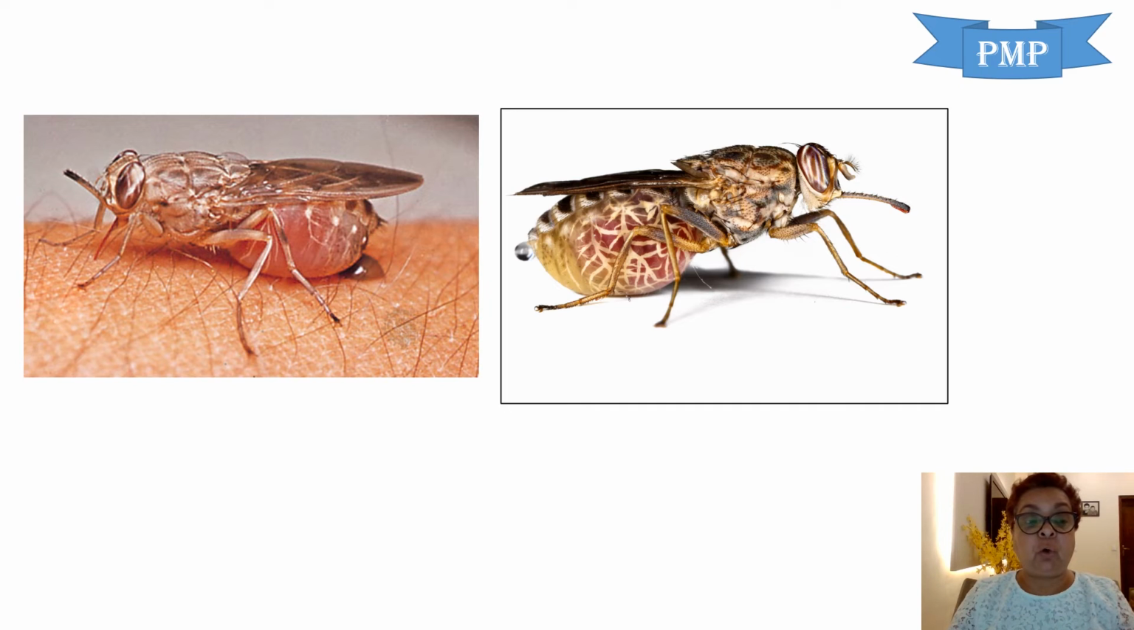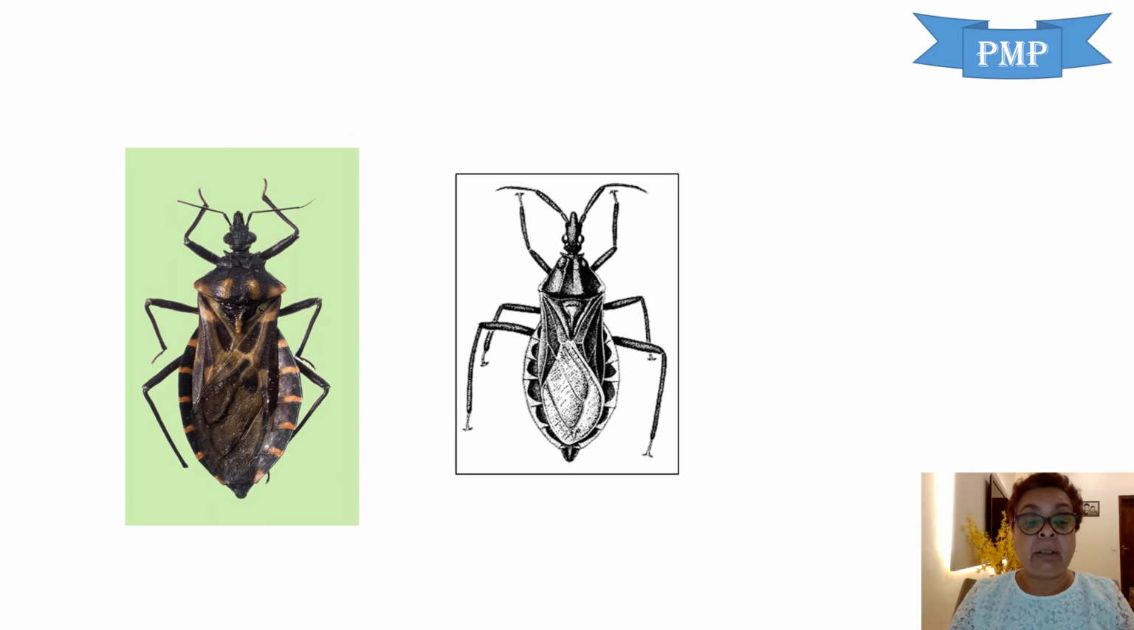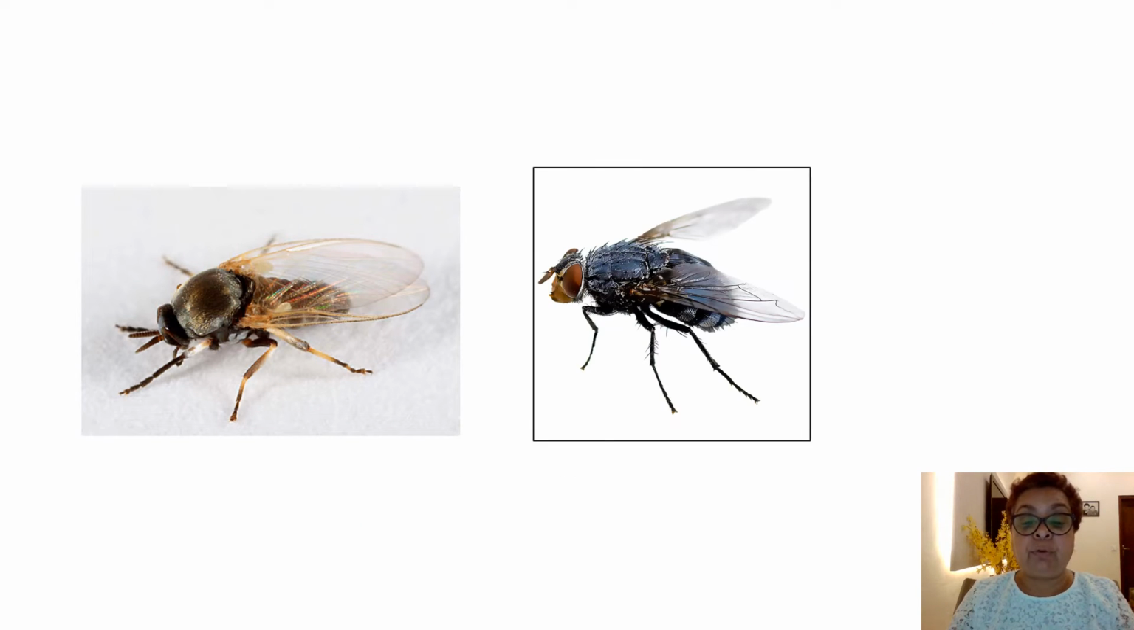Then this is the picture of the tsetse fly, that is the vector for sleeping sickness, or African trypanosomiasis. This is the picture of the reduviid bug, which transmits the causative organism of Chagas disease, that is Trypanosoma cruzi. This is the picture of the black fly, or Simulium, which transmits the causative organism of onchocerciasis, that is Onchocerca volvulus.